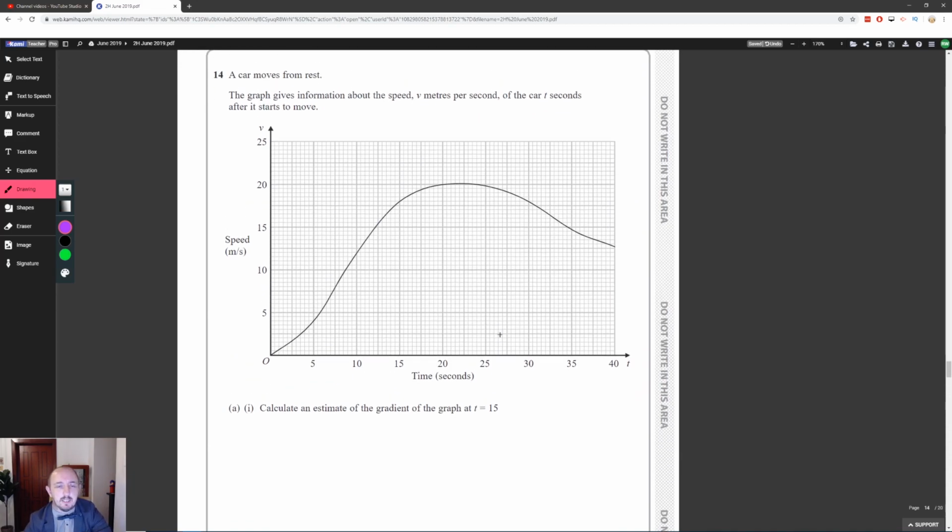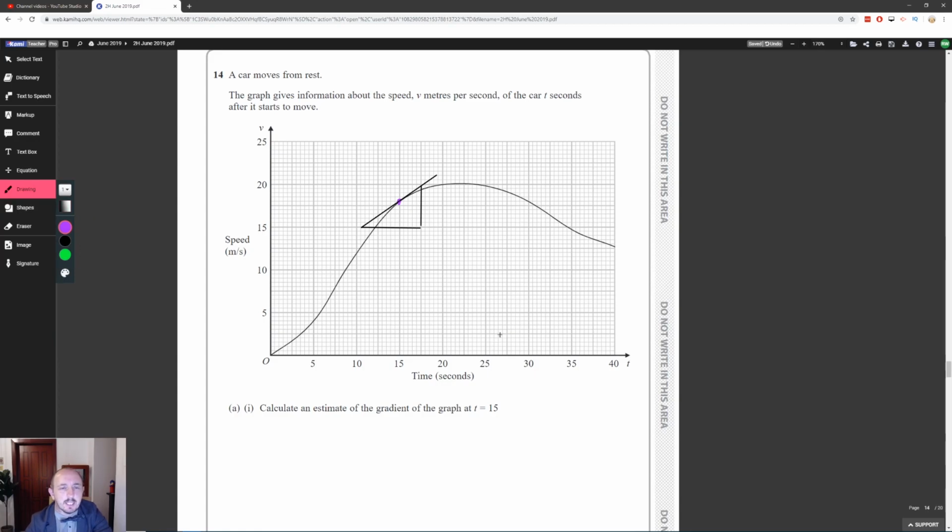Okay, speed, time, graph. Calculate an estimate for the gradient at t equals 15. So t equals 15 is there. And we would draw our tangent at that point. So we would try and get the tangent going something like that. And then we would make another triangle here and try to read off the points to work out the gradient.